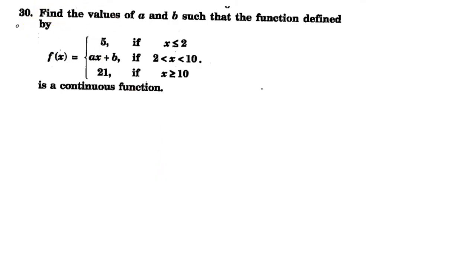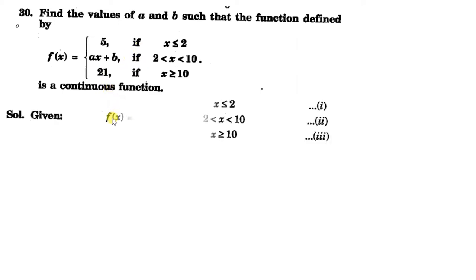This is the 30th question. Find the values of a and b such that the function defined by f(x) equals 5 if x is less than or equal to 2. If the value of x is less than or equal to 2, the function's value is 5. If x lies between 2 and 10, then the function is defined as ax plus b. If x is greater than 10, then the value of the function is 21. So we have to prove that this is a continuous function.